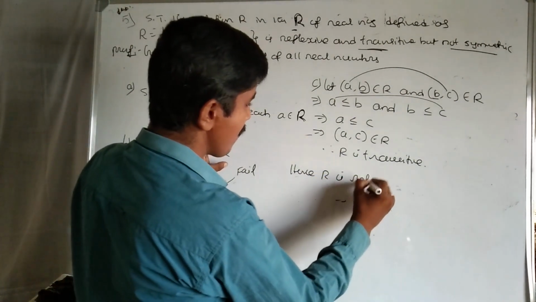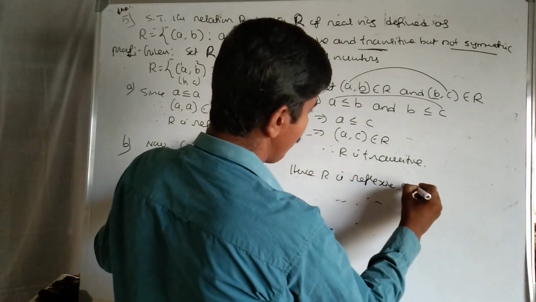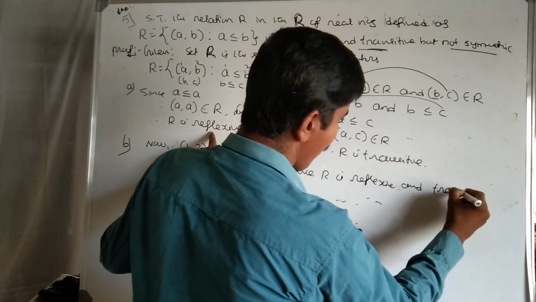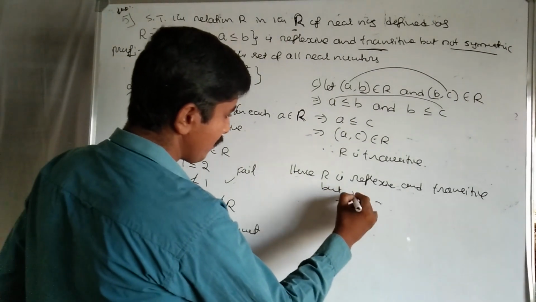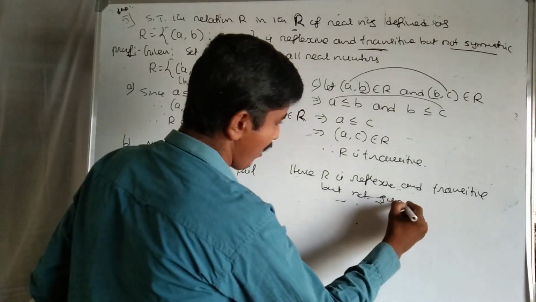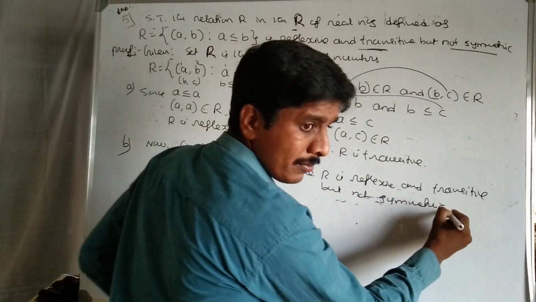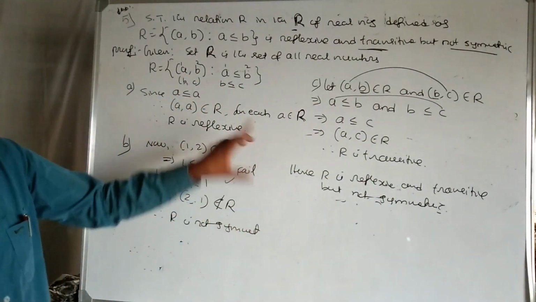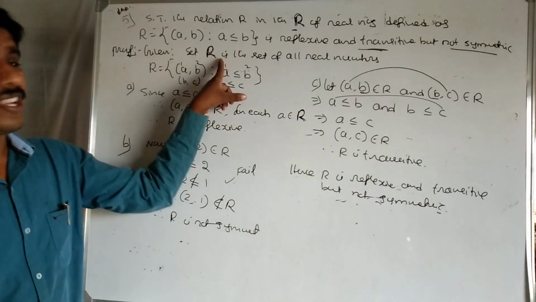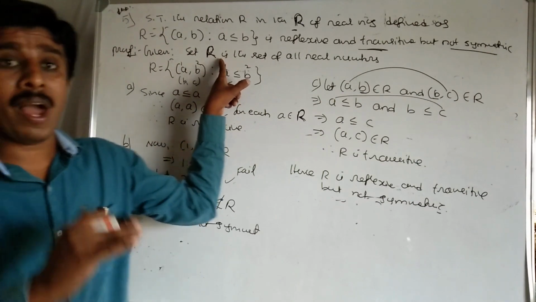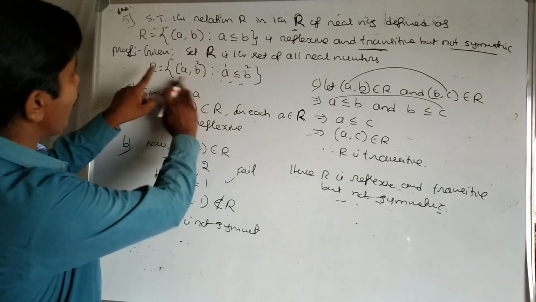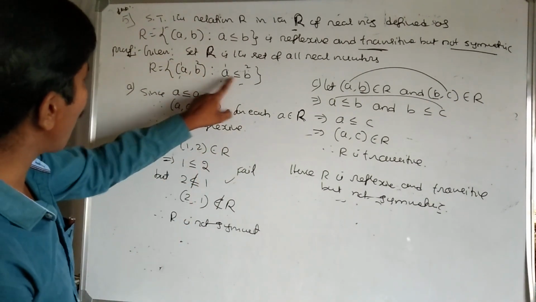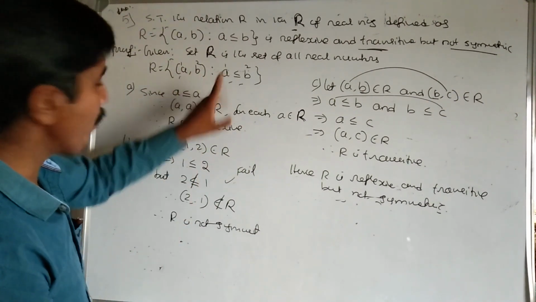R is reflexive and transitive, but not symmetric. But not symmetric. So mind it, once again I am repeating. A relation defined on the set R, capital R, means the set of all real numbers. Here R equal to A comma B. What is the relation between A and B? It means A is less than or equal to B.